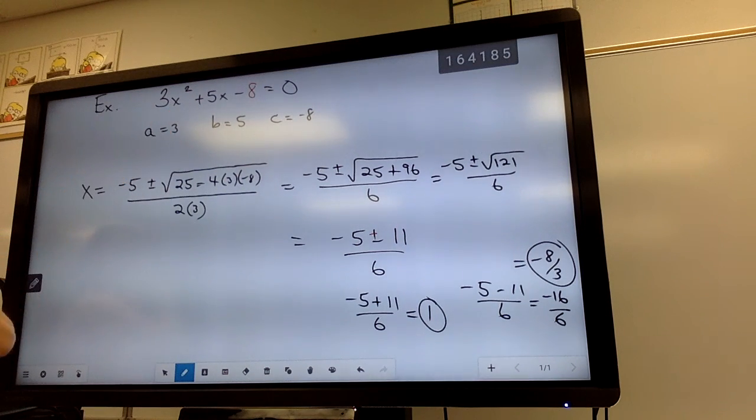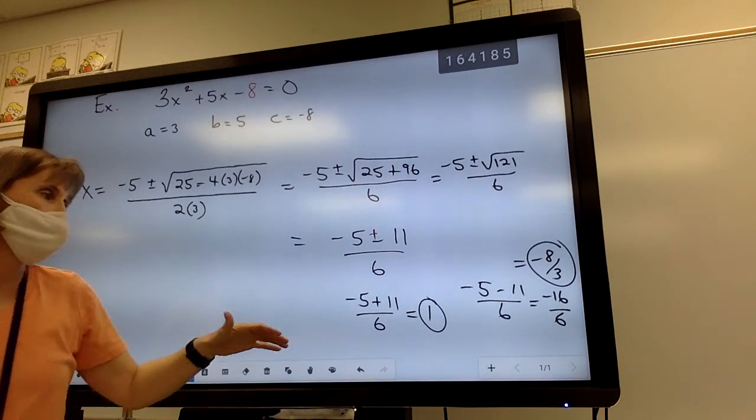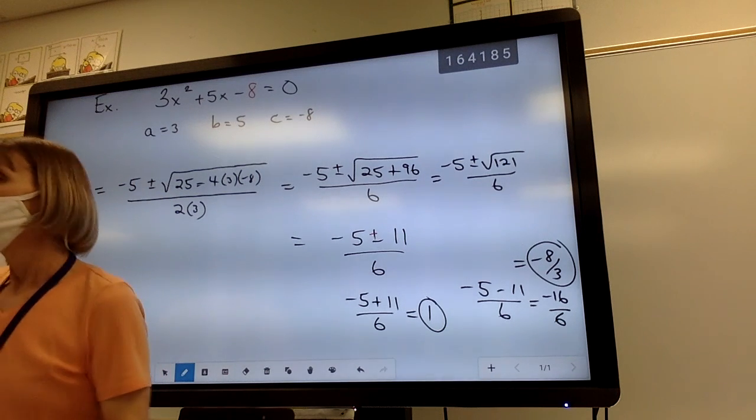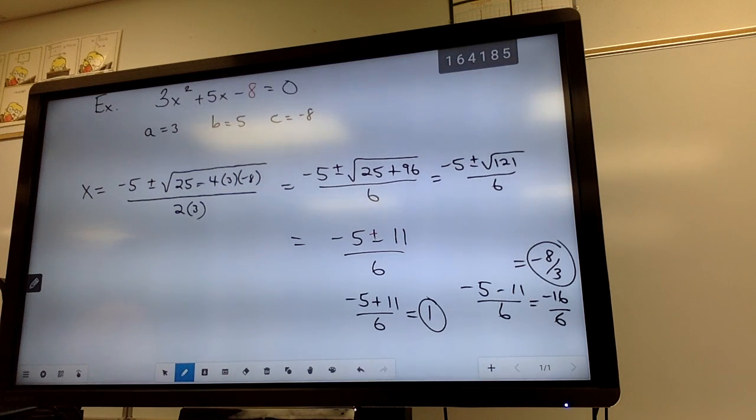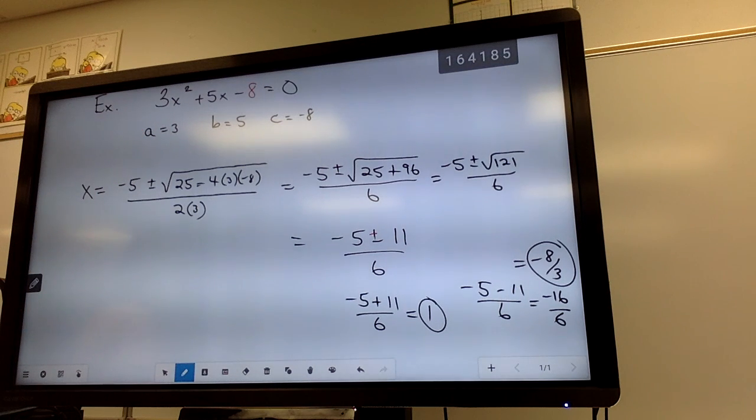So my two answers for this equation, the two x-intercepts, so if we were graphing it, the two places where it would cross the x-axis, are at positive 1 and at negative 8 thirds. The fact I don't have a radical in my answer means that it actually was factorable. We could have found the factors and set them equal to 0.